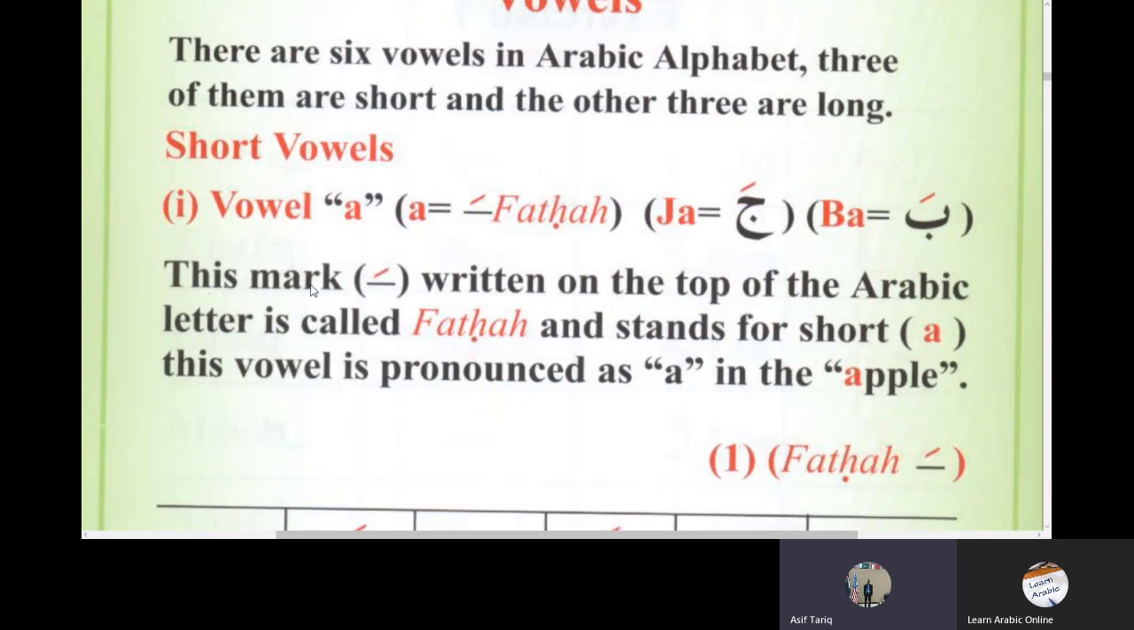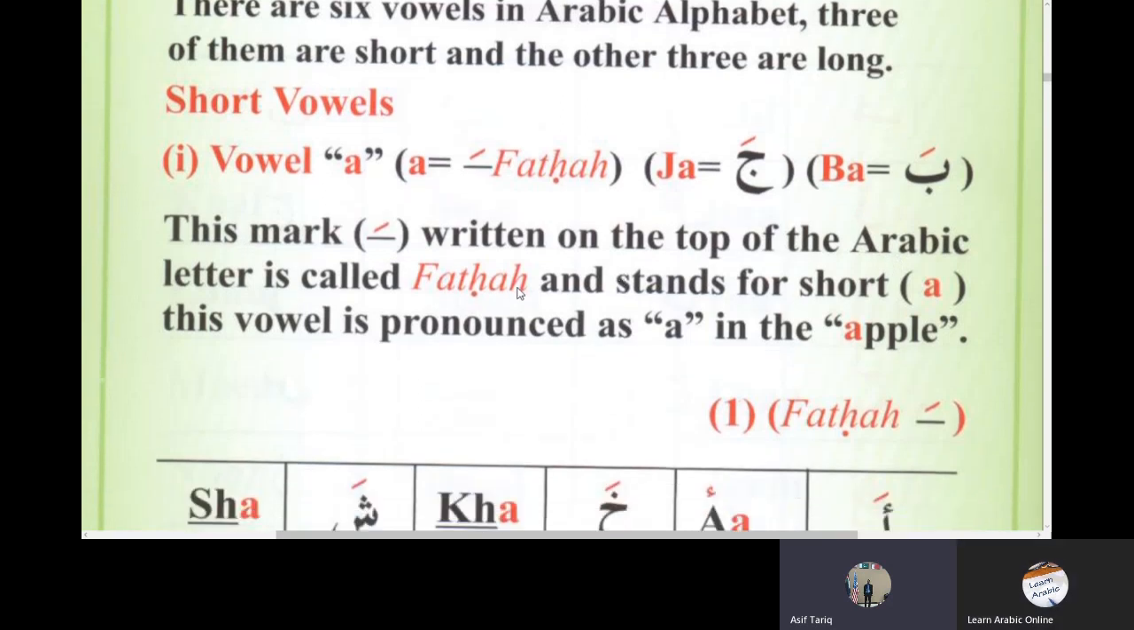This mark written on the top of the Arabic letter is called fatha. Well, in our country, we call this Jabot Zer Pesh. Don't use that, okay? Even in Pakistan, India, some people use it, but don't use it. Jabot Zer Pesh is not Arabic. Probably these are from Farsi or some other language. All the madrasas here use Jabot Zer Pesh.